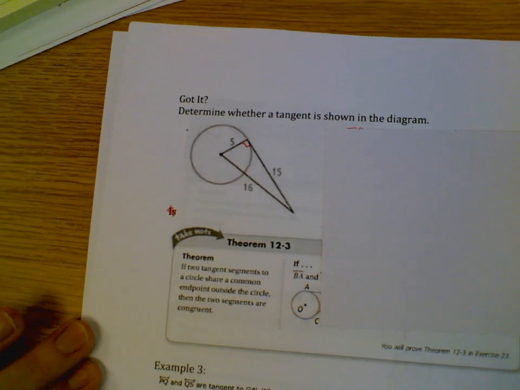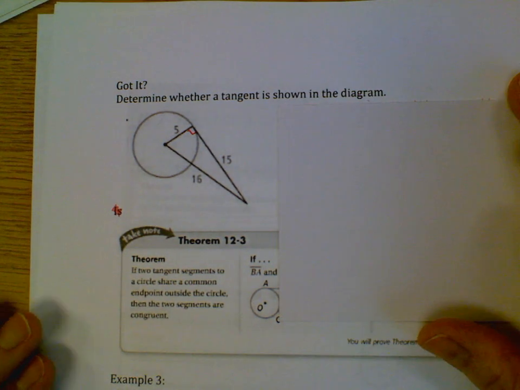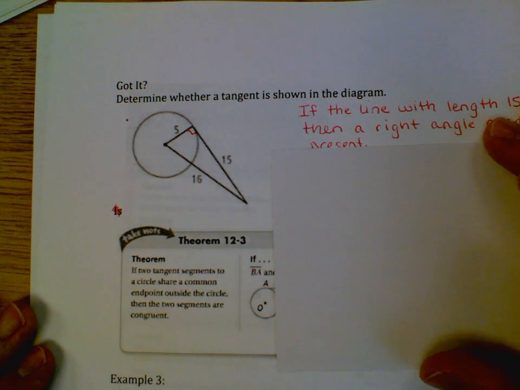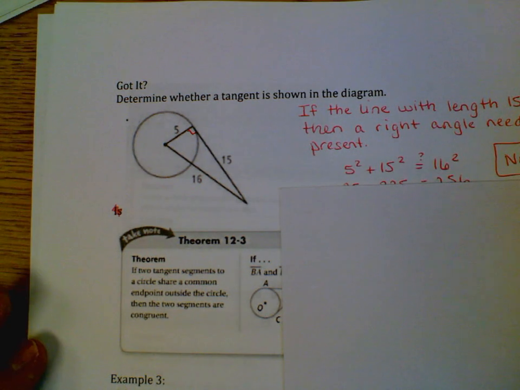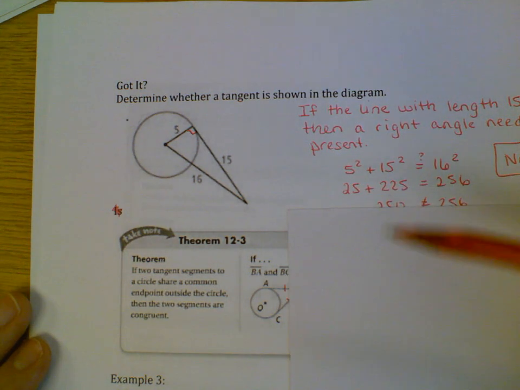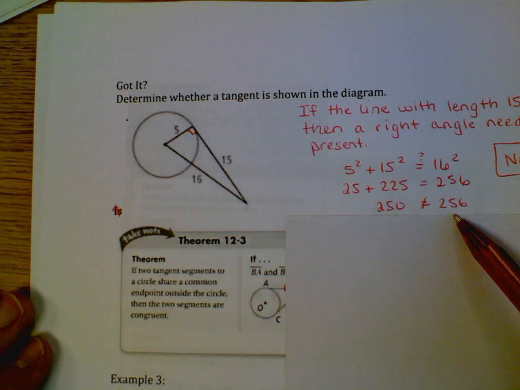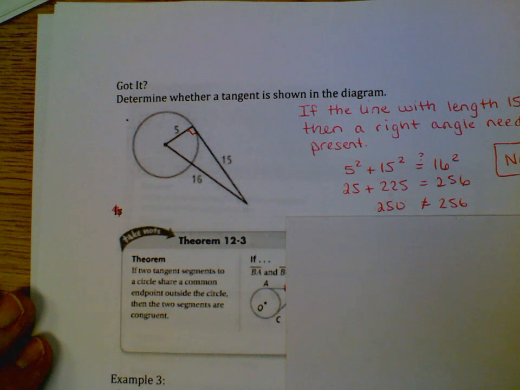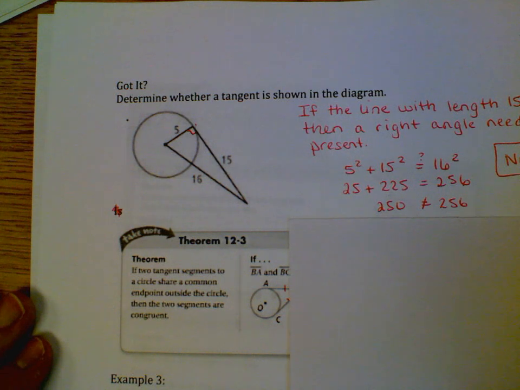In the got it question, it asks, determine whether a tangent is shown in the diagram. This is similar to what we just did, except the previous one asked you to find the missing length. Here they give you all the lengths, so you would have to check if it's going to be tangent; all of those would have to fit in the Pythagorean theorem. I put 5 and 15 in for A and B, and 16 in for C. Then I squared all of them, added the left side, and got 250 on the left side and 256 on the right side. Since these are not equal to each other, that line cannot be tangent, meaning this line would not be tangent to that circle because it does not form a right angle.